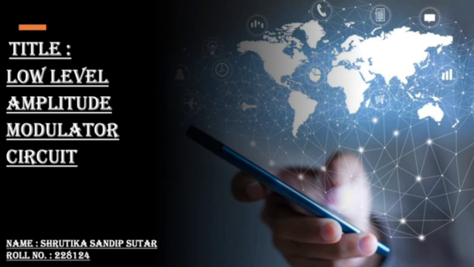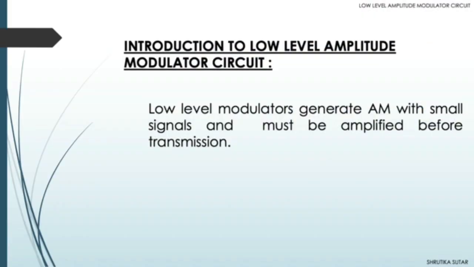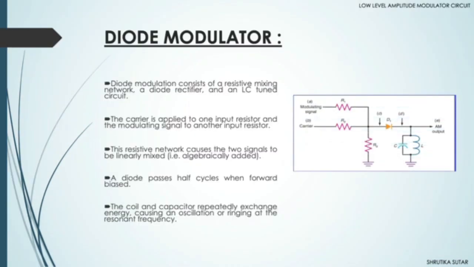Today I am presenting a concept of low level amplitude modulator circuit. Low level modulators generate AM with small signals and must be amplified before transmission. Diode modulator. Diode modulation consists of a resistive mixing network, a diode rectifier, and an LC tuner circuit. The carrier is applied to one input resistor and the modulating signal to another input resistor. This resistive network causes the two signals to be linearly mixed, that is, algebraically added.